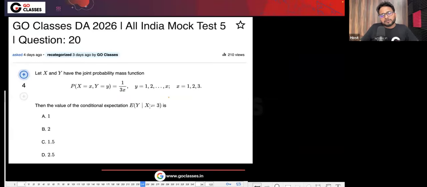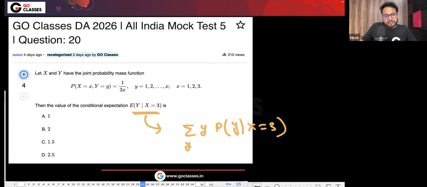Now let's solve this question. In this question, they're asking for the expectation of y given x equal to 3, which is basically the summation over all the values of y of y times the probability of y given x equal to 3. So you need to find the probability of y given x equal to 3, right? So let's just go to the next page and try to solve this question.